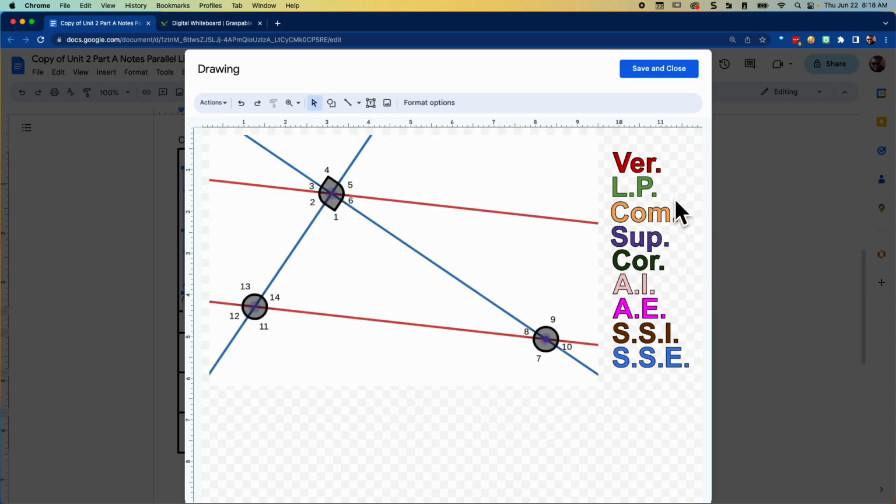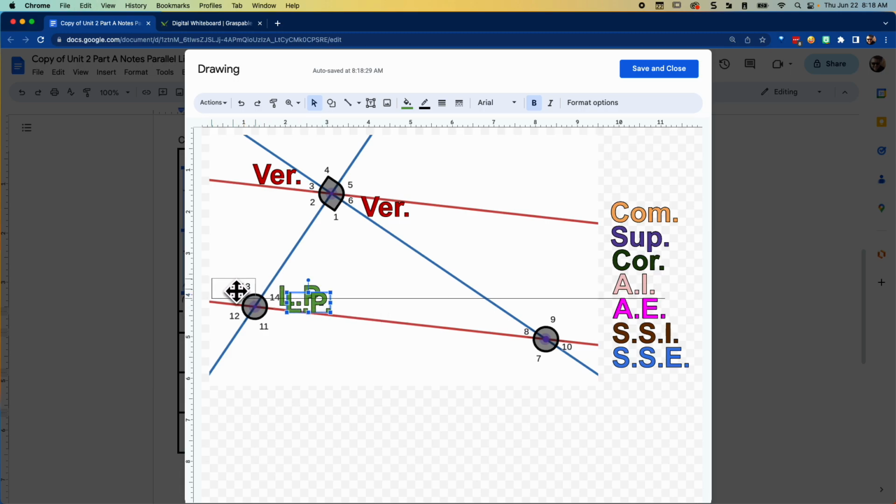And so let's start marking some vertical angles and linear pairs. So I'm going to say, here's a vertical angle at 3. And here's another vertical angle at 6. So there's a pair of vertical angles. What about a linear pair? Okay, a linear pair, I could say 14 and 13. So I've got to duplicate that, or copy and paste it. So now I've got 14 and 13. Those are a linear pair.